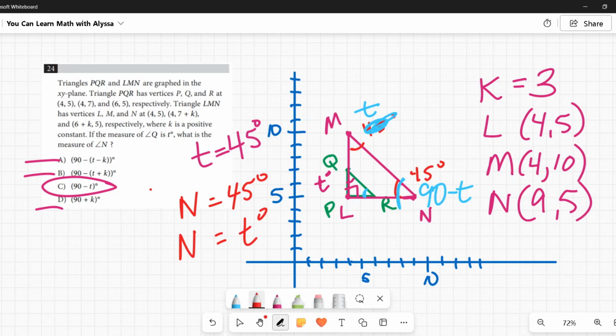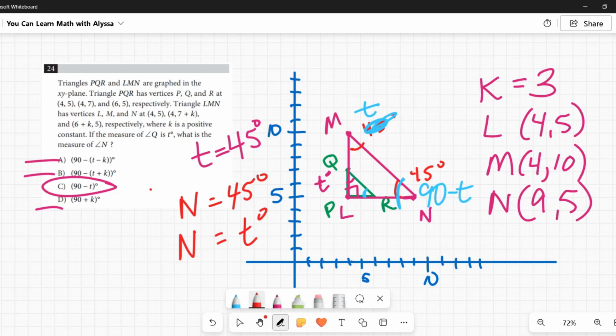So K getting bigger or smaller would change the other values. It would change A, B, and D. So that's impossible because the angle doesn't change. It's always going to be 45. And as K got bigger, that number, plugging that in, would change. So just the fact that K is in answers A, B, and D means they are ineligible for this.